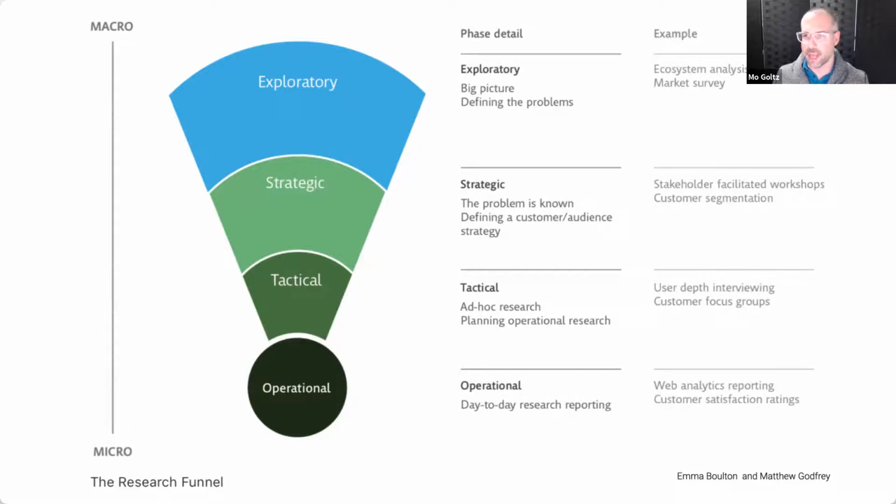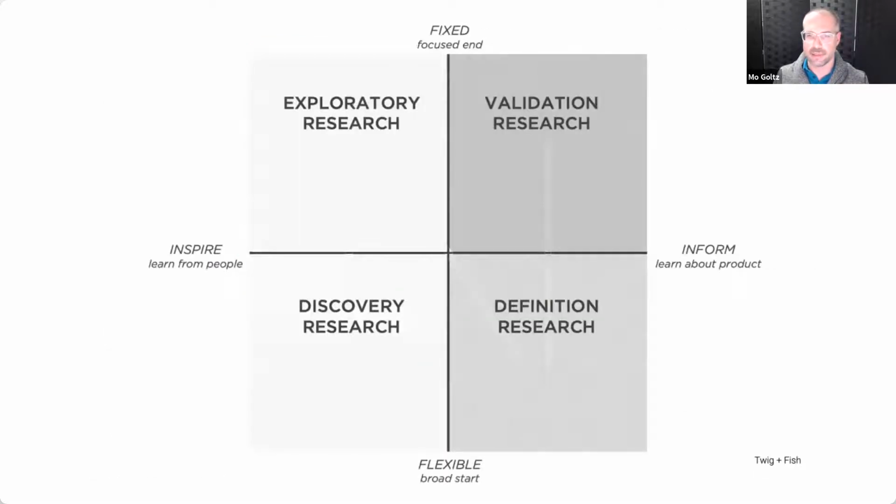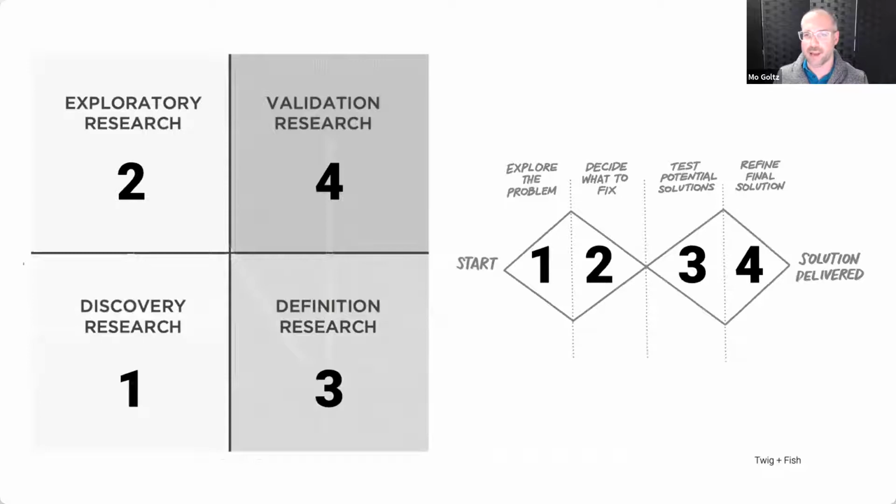Now, the final framework I'm going to be describing to you is a little bit complicated, so I'm going to be talking about it in parts. It's created by Twig and Fish, and it's called the N-credible Framework. And I'll let you know why it's called that in a second. But it's basically 4 boxes that are read in this order: discovery research, exploratory research, definition research, and validation research. And it gets a little easier to read when you think about the fact that each one of these boxes corresponds to part of the diamond in the design thinking process, in that double diamond process.